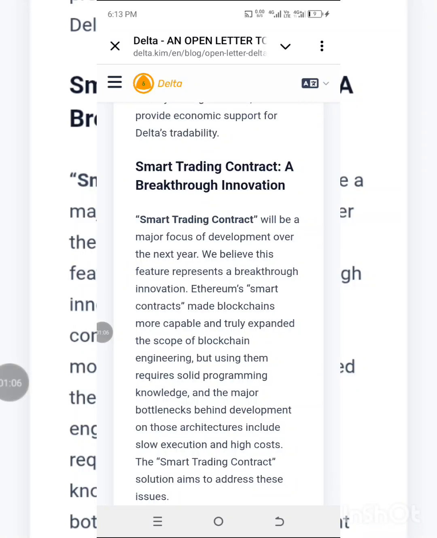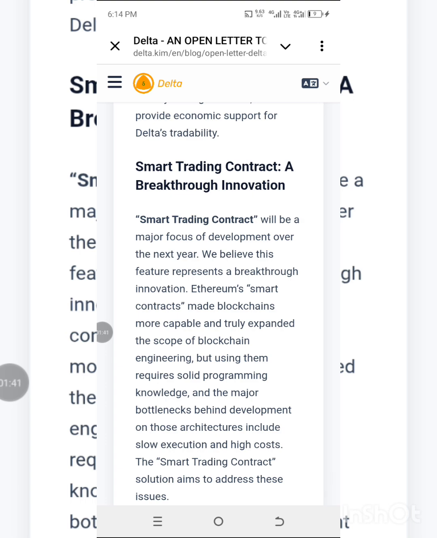In today's video, I'll be talking about smart trading contracts on Delta Kim app. If you have been following our previous video, I've been talking about the open letter on Delta Kim app. And if you are new on this channel, I talk about airdrops, crypto airdrops, mining, and so many other things. You can check through my bio to see the different niche I touch. So on today's video, I'll be talking about smart trading contracts, a breakthrough innovation on Delta Kim app. So let's dive right in.